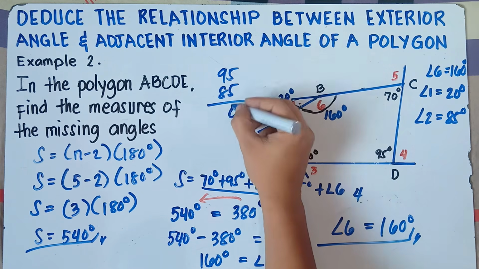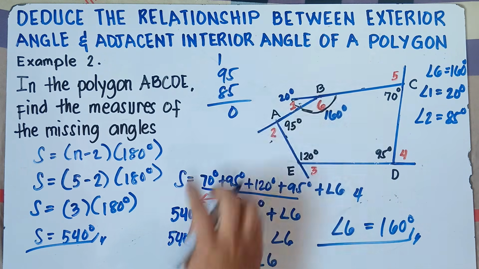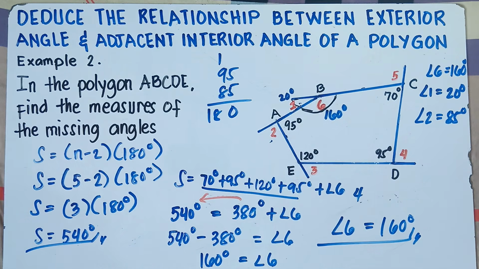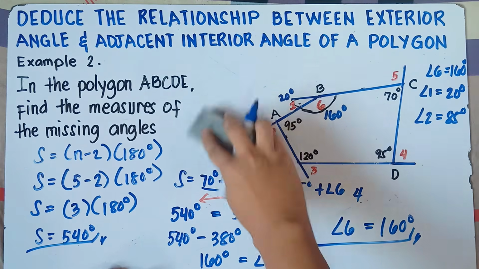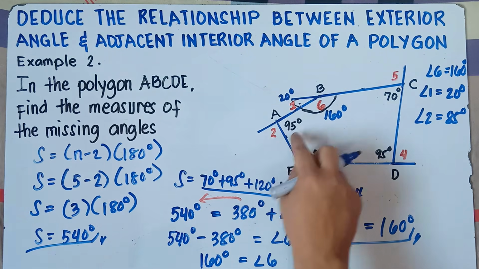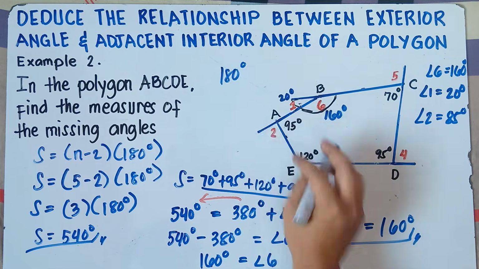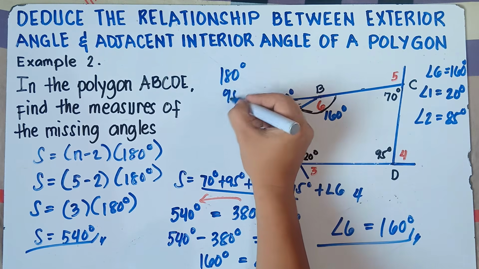5 plus 5 is 10. 0 carry 1. 1 plus 9 is 10, plus 8 is 18. 180 degrees. So that's the thing there, class. To make it short, or you can just simply subtract 95 from 180.